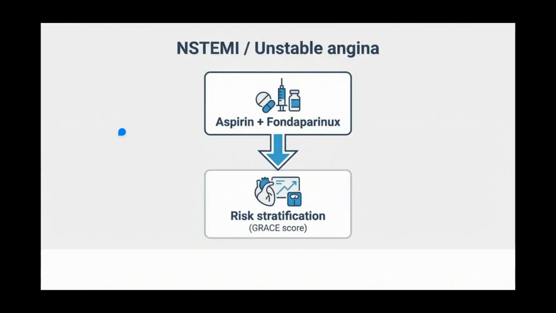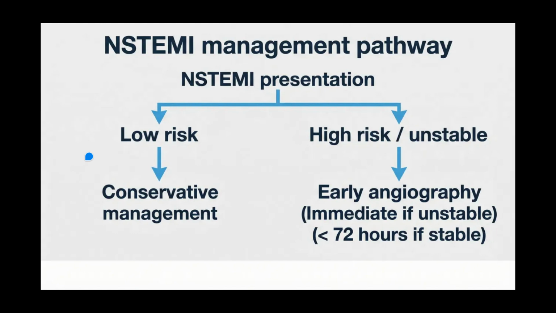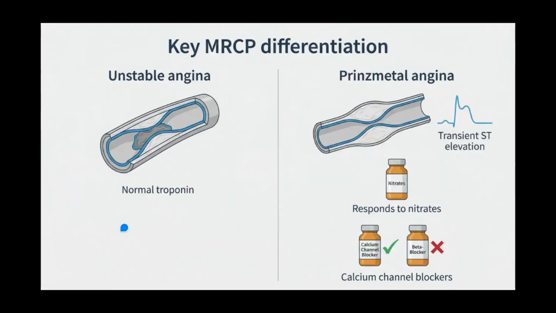All NSTEMI and unstable angina patients receive aspirin and fondaparinux unless immediate PCI is planned. They are then risk stratified using the GRACE score. Low-risk patients are managed conservatively. High-risk or unstable patients require early angiography, immediately if unstable, or within 72 hours if stable. Unstable angina differs from NSTEMI by normal serial troponin levels.